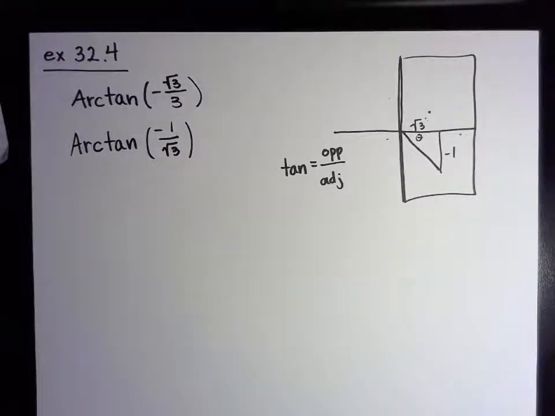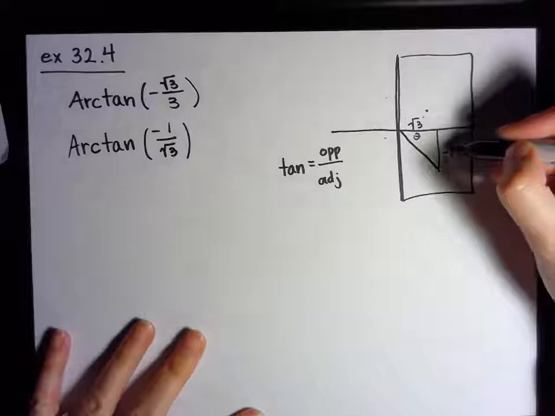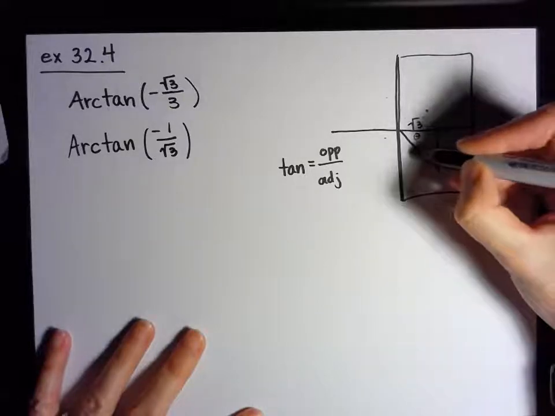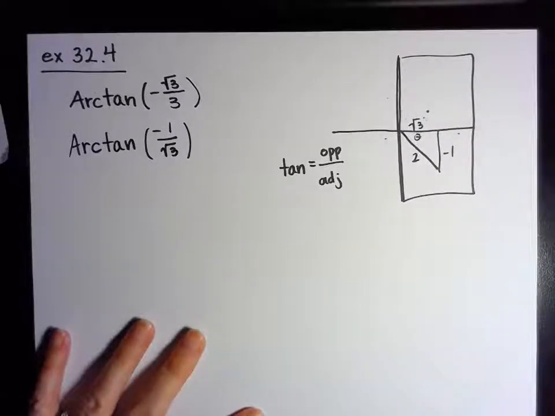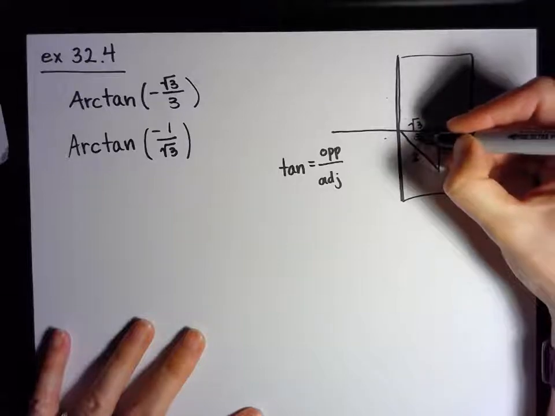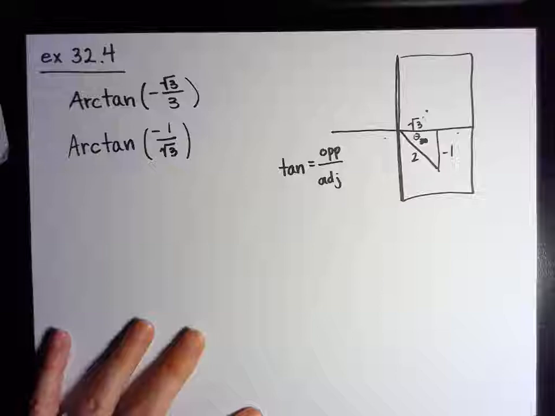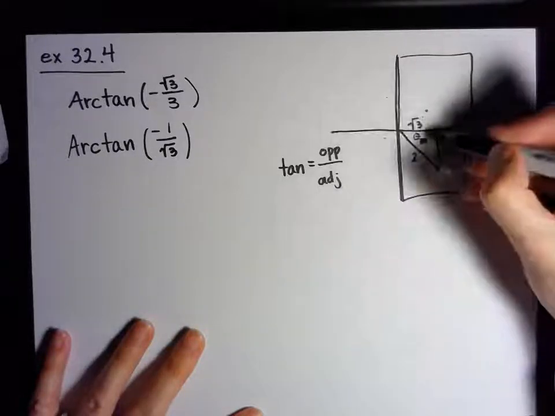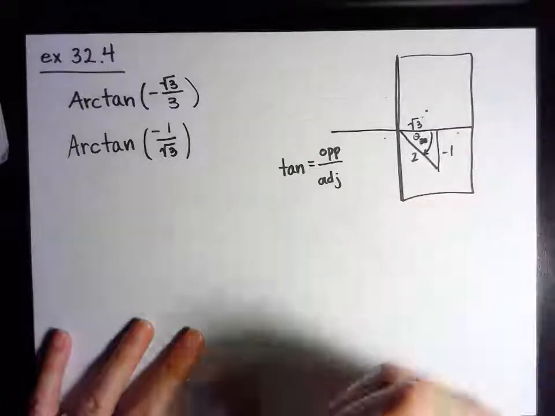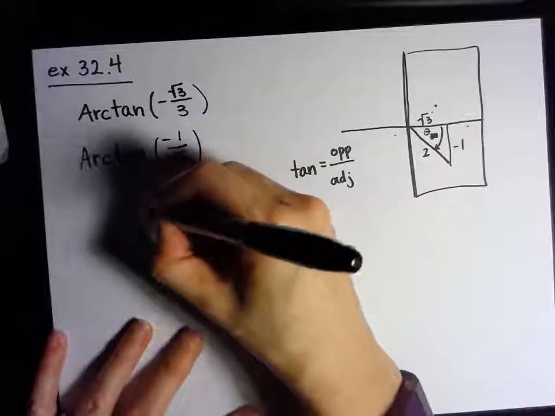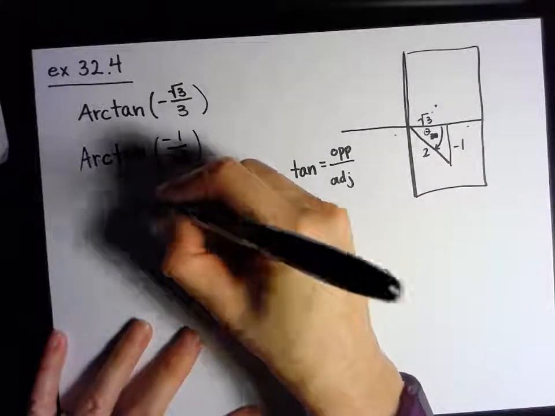So now we know that this is 1, that's square root of 3, this must be 2. So this angle must have been 30 degrees, the one across from the negative 1. In fact it's not just 30 degrees, but it's 30 degrees in this direction, so it's negative 30 degrees.